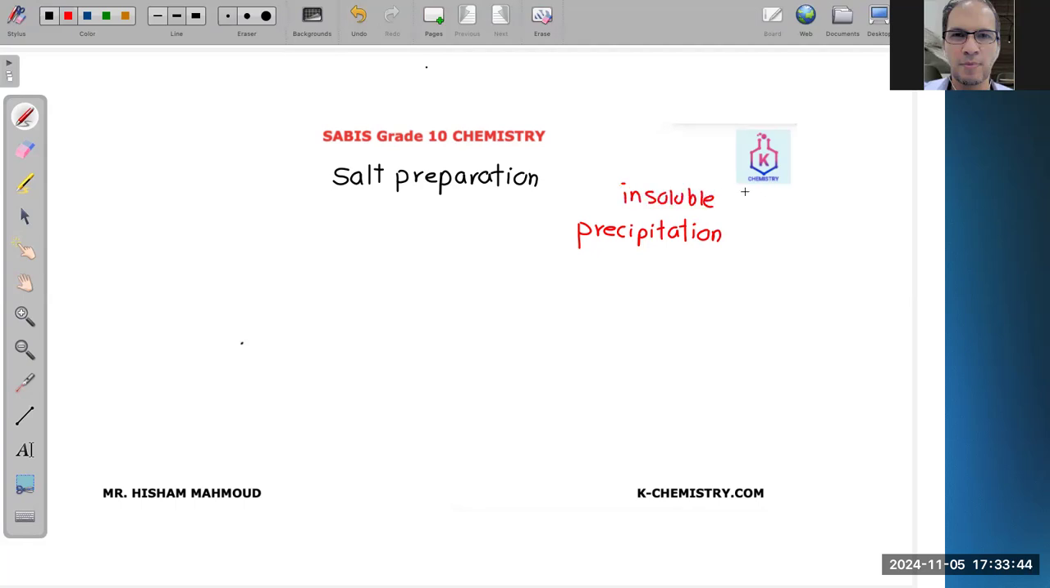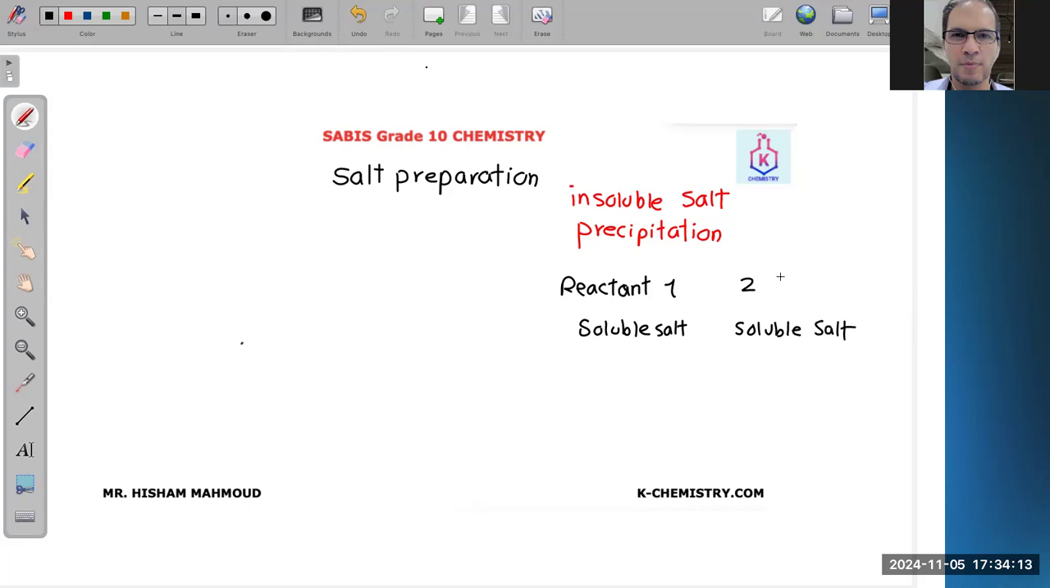The insoluble salt was prepared using two reactants. What are these two reactants? What are the reactants? anion وكاتيون. لا، اتنين reactants that I must use. Reactant 1 and reactant 2 are both what? They are two soluble salts. So soluble salt number 1 and soluble salt number 2.